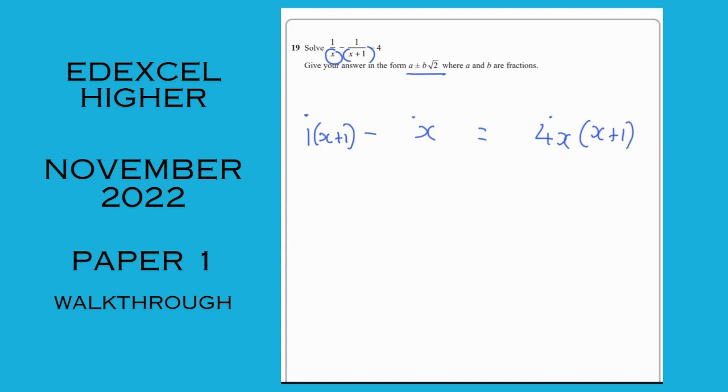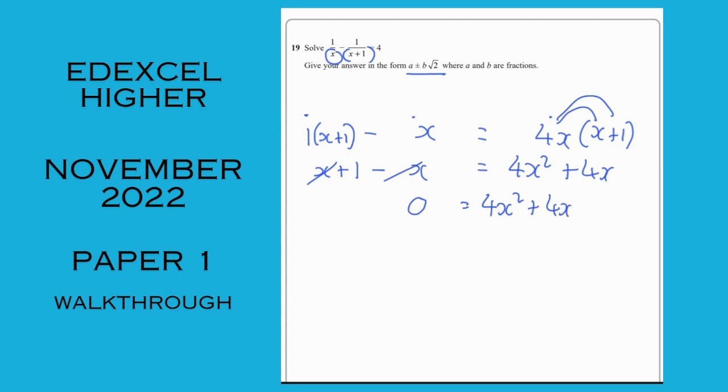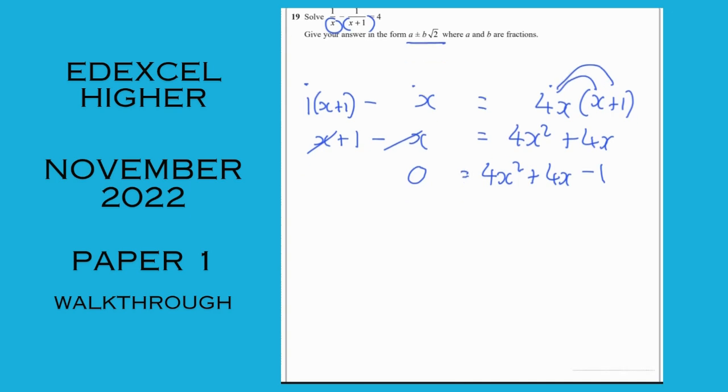There we go. So next stage, tidy things up. Expand some brackets. So x plus 1 minus x. They obviously cancel. 4x squared for that loop plus 4x. So they're gone. Let's make it equal to 0. So leave the 4x squared and the 4x, but just subtract 1 from both sides.